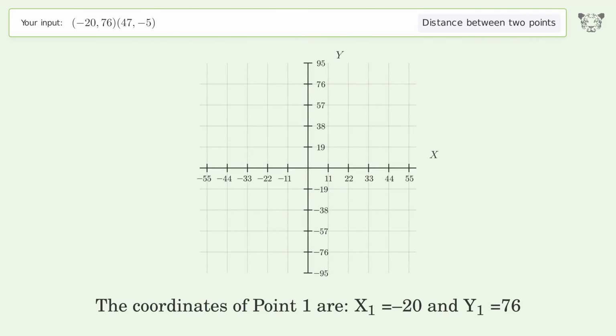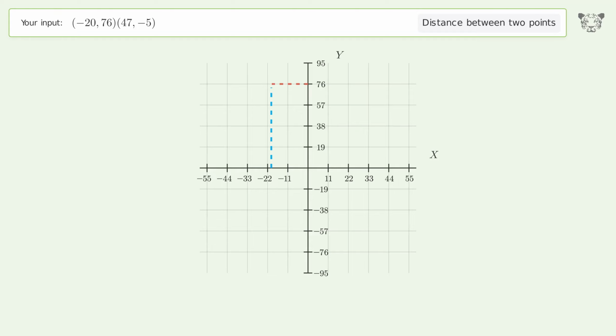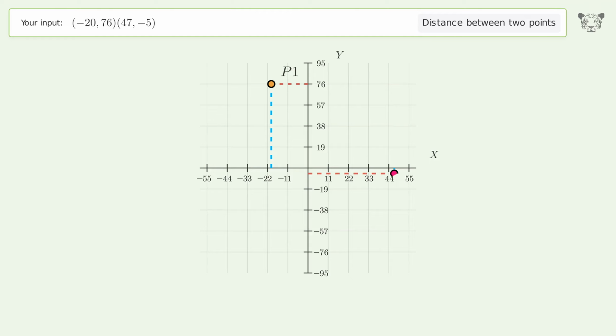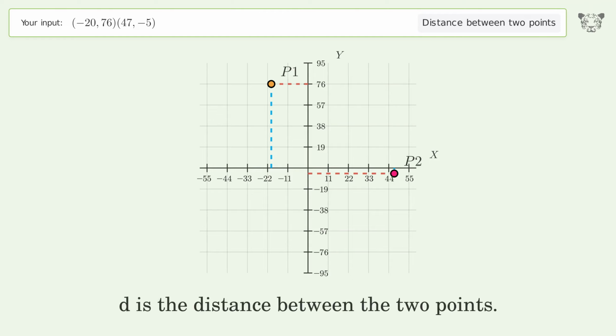The coordinates of point 1 are, x1 equals -20 and y1 equals 76. The coordinates of point 2 are, x2 equals 47 and y2 equals -5. D is the distance between the 2 points.